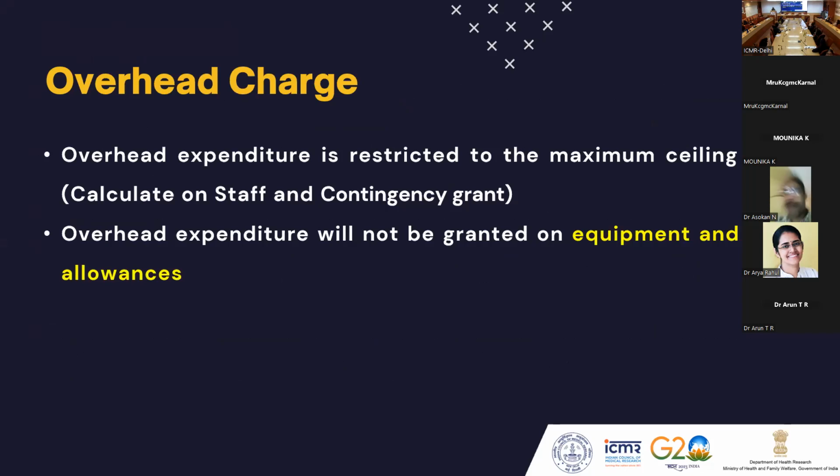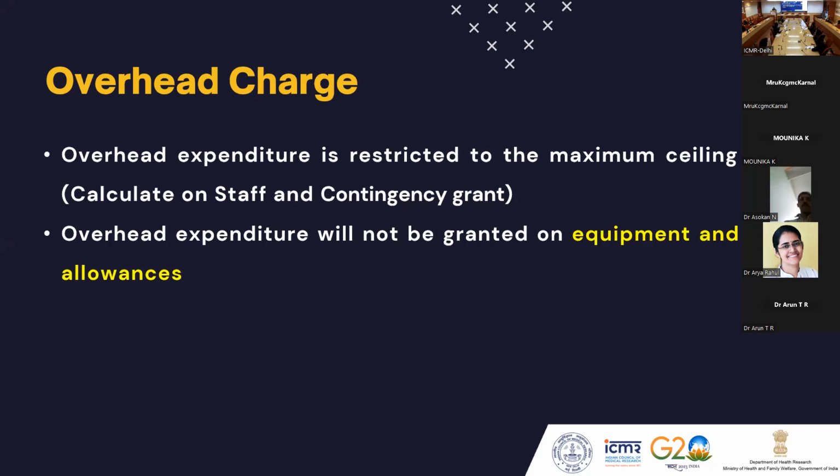Another important thing is the overhead charge. Overhead charge is presently 3% for all types of institutes. Most, or I think 60% of PIs, make a mistake here in calculating the overhead charge. As per the ICMR rule, overhead charge is calculated at 3%, but only on the staff and contingency. Overhead charge is not applicable to equipment and travel.